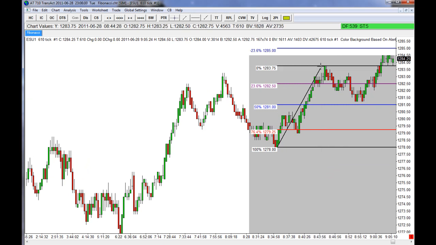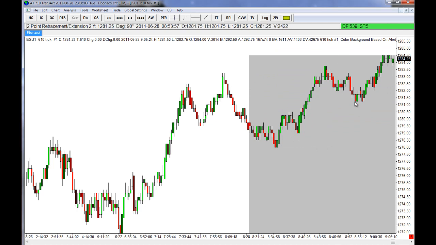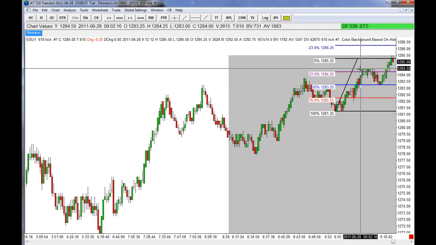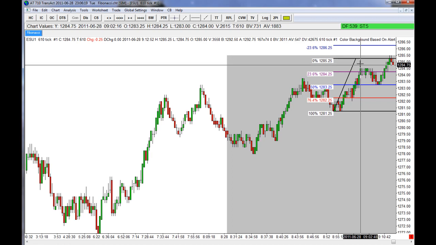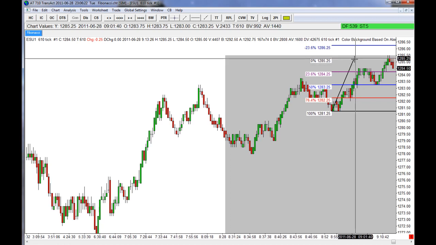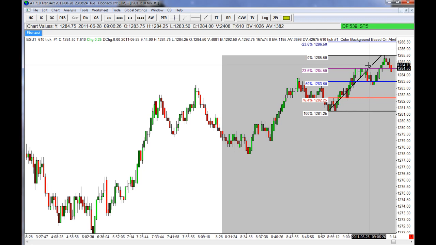So I drew a new fib from this low to this high, which at this point does not meet the criteria for the first rule. I needed to at least get to 1285.25, which it did right here. Okay, so I would have moved my line over there.